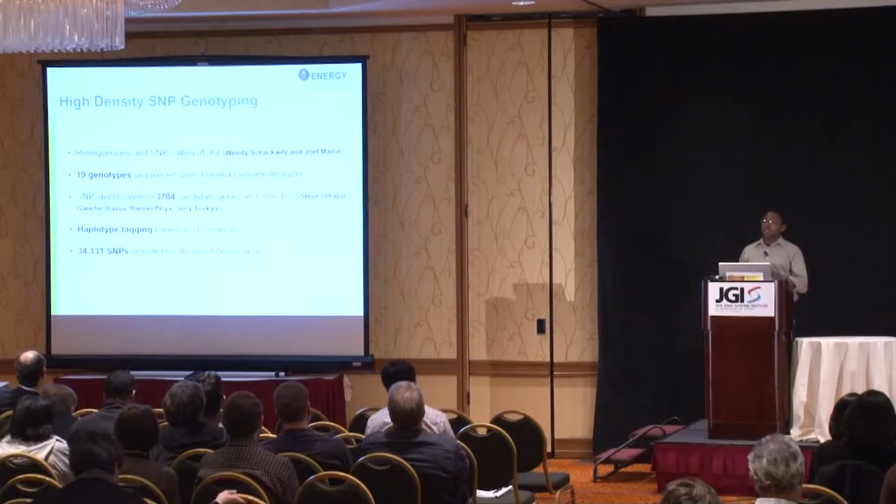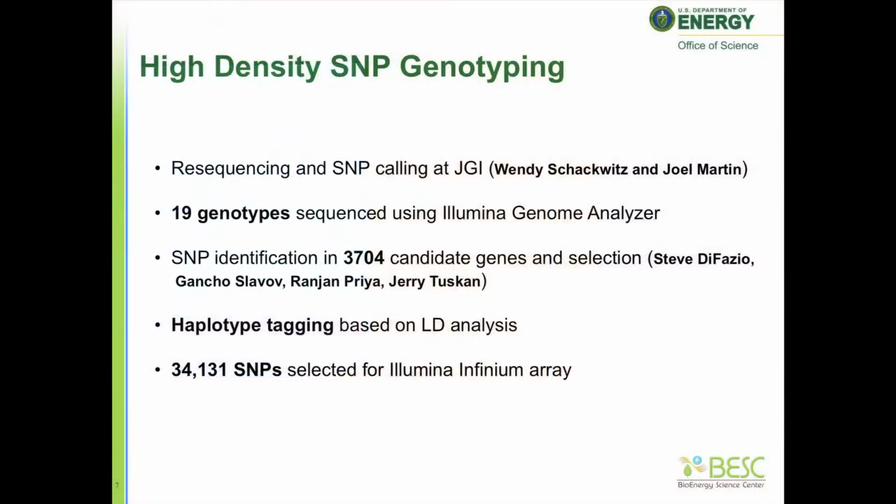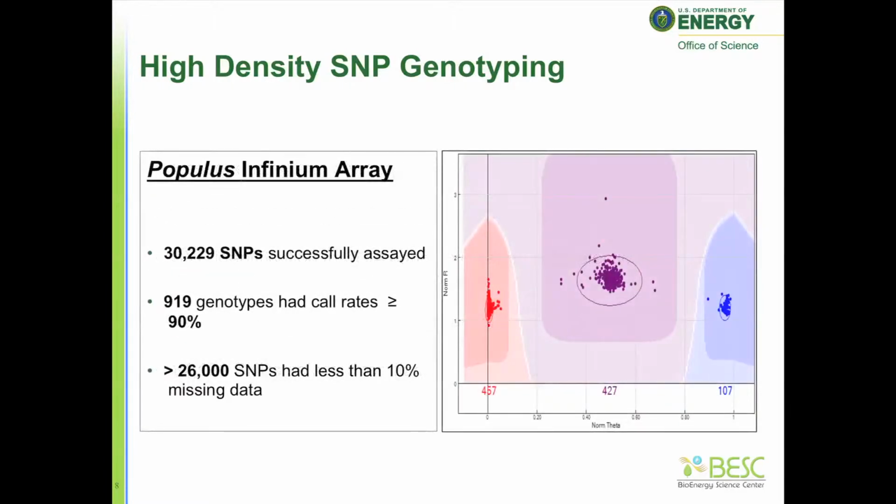And so in the end, they came up with 34,131 SNPs that were used to design the Illumina Infinium array for Populus for genotyping purposes. And then we applied this resource to the 1,100 genomes, and here I just summarized briefly the statistics of the performance of the SNPs. Out of the 34,000 SNPs, we got more than 30,000 SNPs that were successfully assayed. And then really high quality data, 919 genotypes had call rates above 90%, and a good chunk of those SNPs had really low missing data, so highly informative data that we were starting up with.